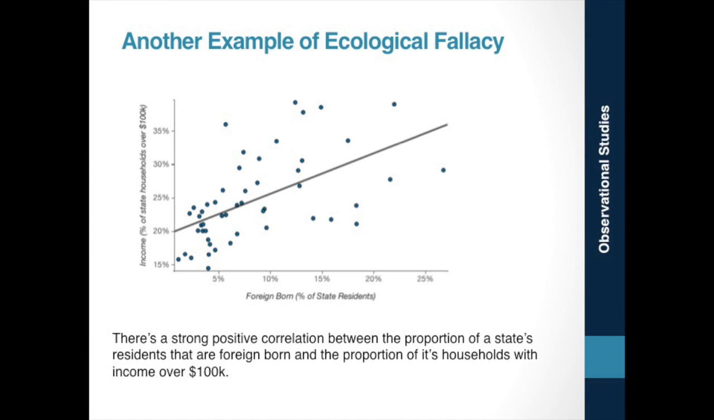Let's see another example of an ecological fallacy. States in the United States with proportionally more immigrants have proportionally more households with income above 100K. Therefore, you would be tempted to say that immigrants are more likely than non-immigrants to have household incomes above 100K. Actually, the relationship between income and being an immigrant at the individual level is the opposite.